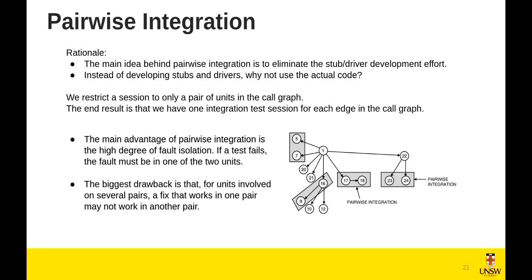The main advantage of pairwise integration is that it has a high degree of fault isolation. So if a test fails, the error must be in at least one of the two units, or their interactions. And the biggest drawback is that it involves several pairs. Because the unit is too small, it's normally only a pair of functions, sometimes an error could involve multiple different pairs. And if that happens, it's hard for us to fix this kind of error. So this is the biggest drawback of pairwise integration.